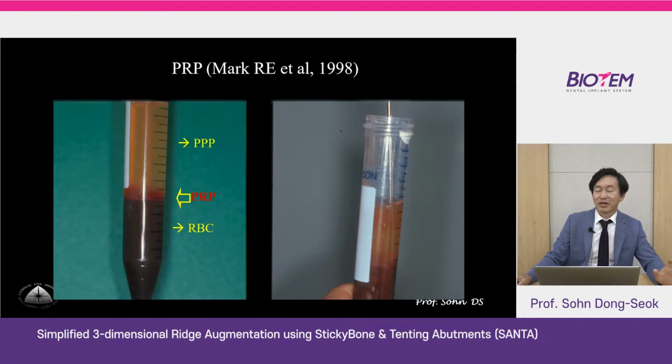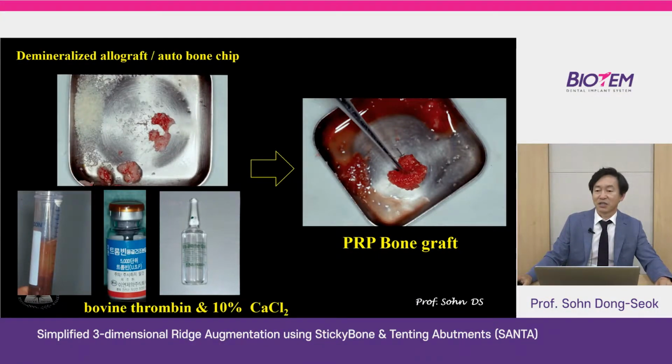The PRP is gained after 2 times centrifugation. This slide shows the test tube after the first centrifugation. You need to take the upper layer, including the pink colored buffy coat, for the second centrifugation. After the second centrifugation, you get the PRP, and this PRP is mixed with the grafting material. You need to add bovine thrombin and 10% calcium chloride to make sticky conditioned bone, which is called PRP bone.